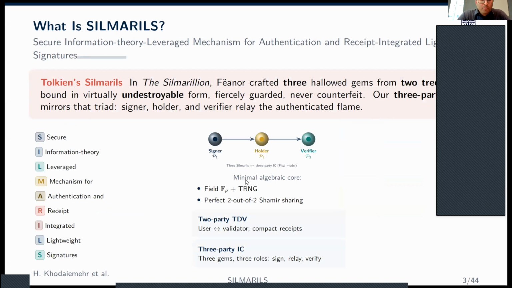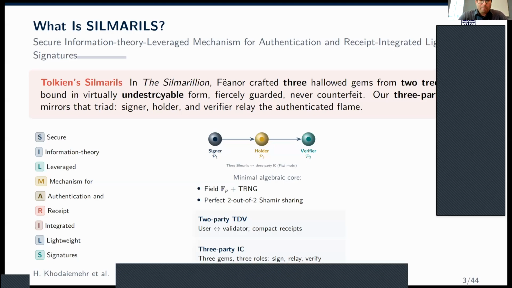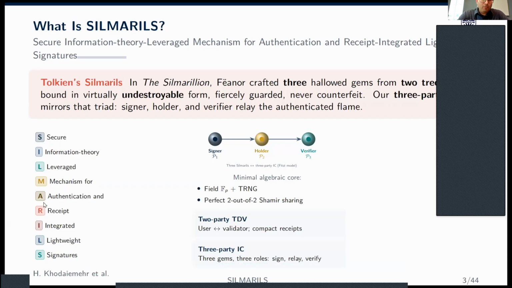Before we get technical, let me answer the obvious question. What is SILMARILS? For the first time, I spell the acronym. SILMARILS stands for: secure information-theory leveraged mechanism for authentication and receipt integrated lightweight signature. So it's a very long name.